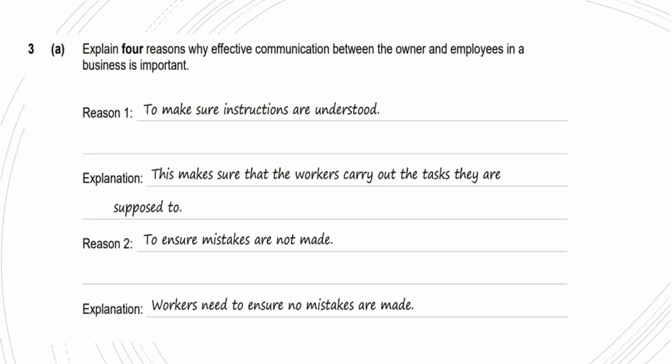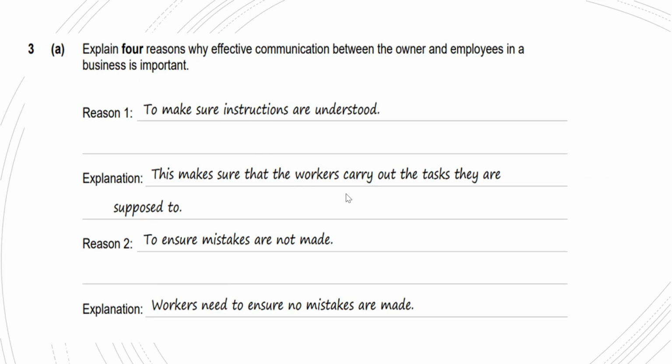Okay, so I'm going to quickly go over this question. Explain 4 reasons why effective communication between the owner and the employees in a business is important. So reason 1, to make sure instructions are understood. Now if you look at the question first, there's no application needed here. So that makes it even simpler, even easier. Which owner? Any owner, and employees in a business. It does not say ABC business or XYZ business. So it's just general, no application needed, which makes it easier to score.